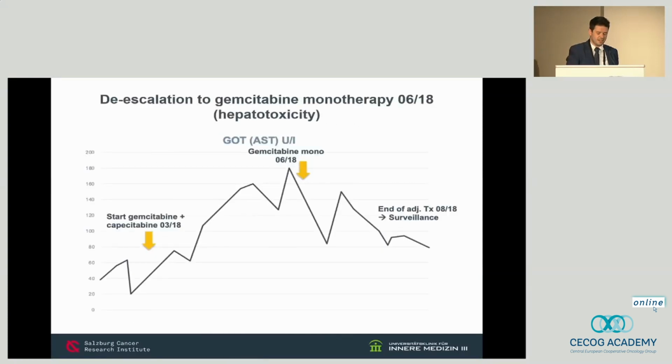Okay, so we started gemcitabine plus capecitabine, analogous to the ESPAC-4 trial, in March 2018. The patient had slightly elevated baseline transaminases due to his non-alcoholic steatohepatitis. And during the course of the first cycles, the patient showed an elevation of transaminases, which forced us to discontinue capecitabine and go on with gemcitabine monotherapy from June 2018. With this approach, the transaminases were declining, and the patient could finish adjuvant chemotherapy with gemcitabine alone after 6 months in August.